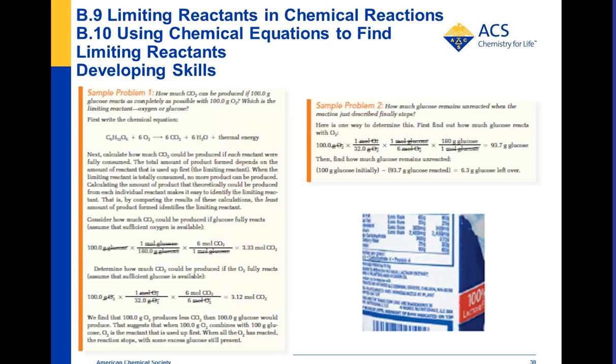Section B9 and B10, here students extend the idea of limiting reactants to the quantitative analysis of chemical reactions. It's important before students begin working on the problems here to remind them that each substance will react in terms of moles first. So you want to calculate how much each substance will react in terms of moles and then convert the moles to grams.